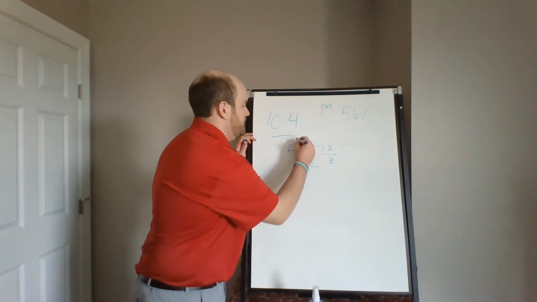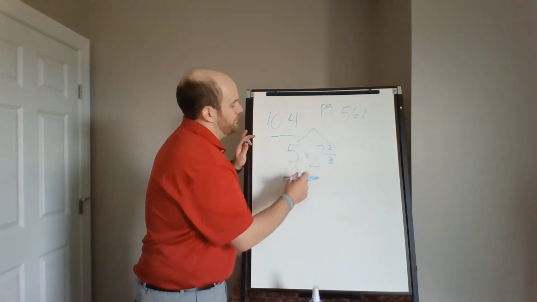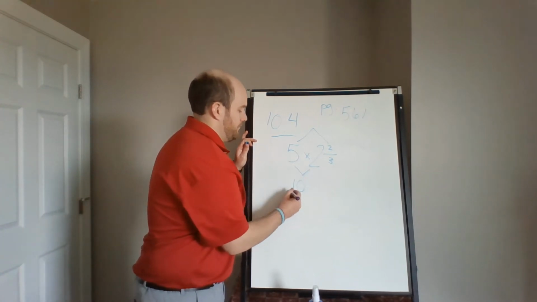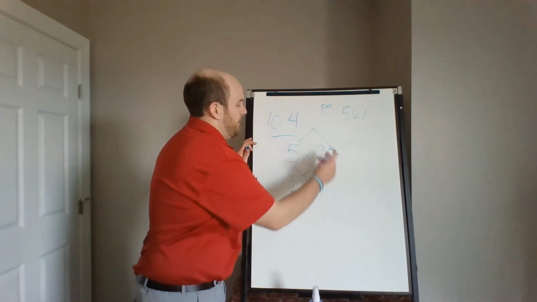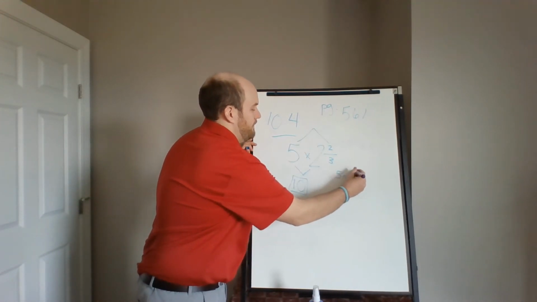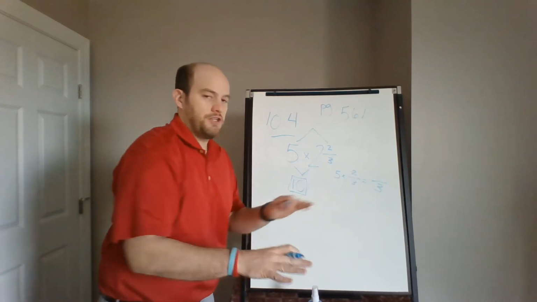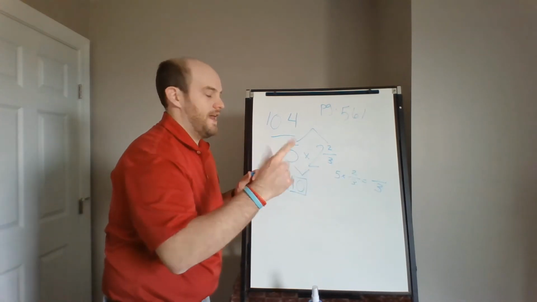We multiply this, and then you multiply this, and then you have to add them. The first way is 5 times 2 equals 10. Beautiful. Once you get that, box it in, circle it, whatever you want to do. The second way is 5 times 2 over 3. We know that our denominator never changes. And then 5 times 2, 5, 10.